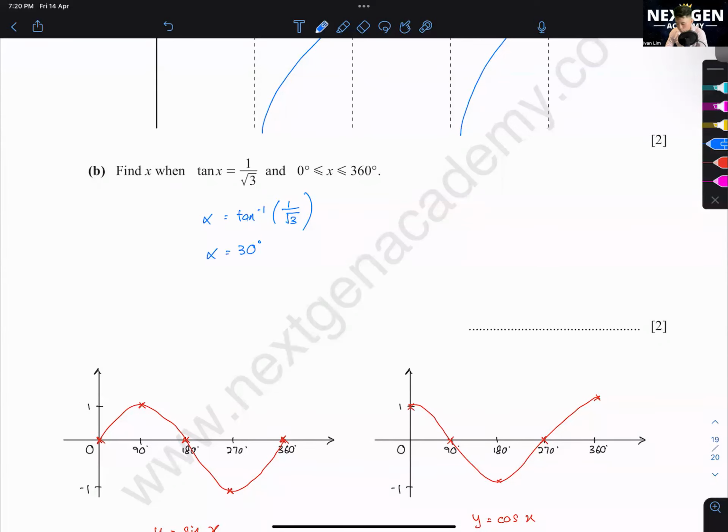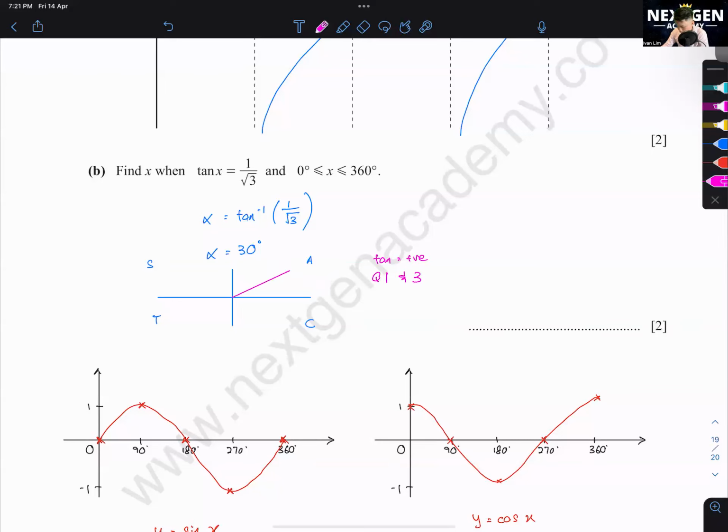Okay, then what am I going to do? We need to use ASTC. Okay, ASTC graph. If you don't know this part here, go and watch the Trigo videos on Thinkific. Which quadrant is it at? My tangent is a positive value. Tangent equals positive, therefore it is quadrant 1 and 3.